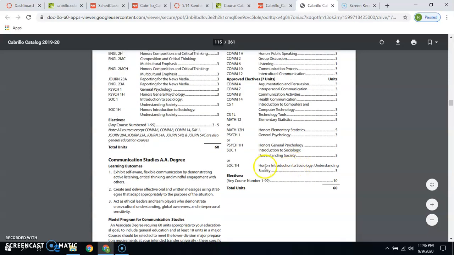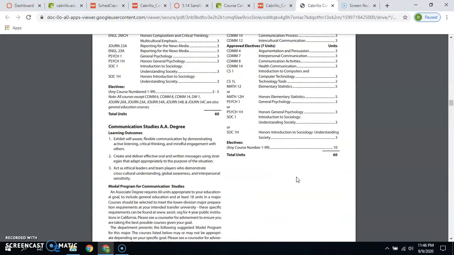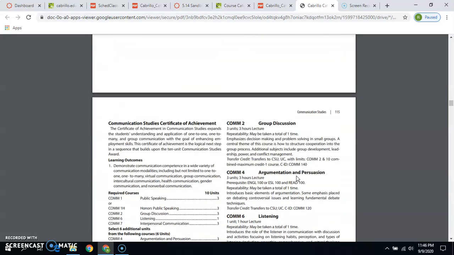You have the option of taking any course numbered 1 through 199, or basically taking more courses from the approved electives to get these additional 10 or 12 units, whatever you need to get to the 60. So that would be the AA in Communication Studies at Cabrillo if you wanted to obtain it.